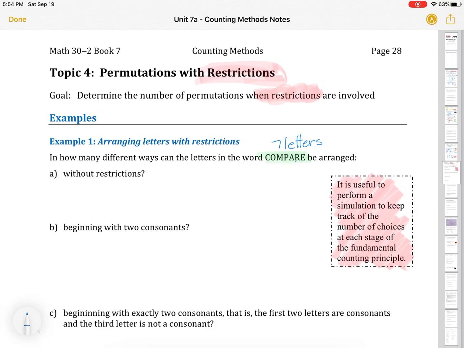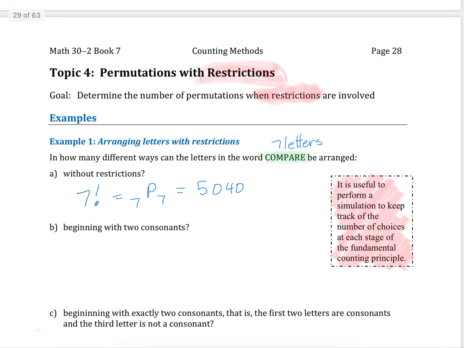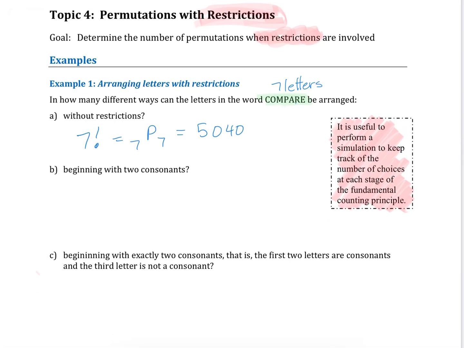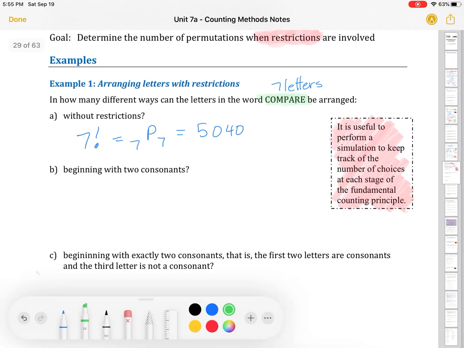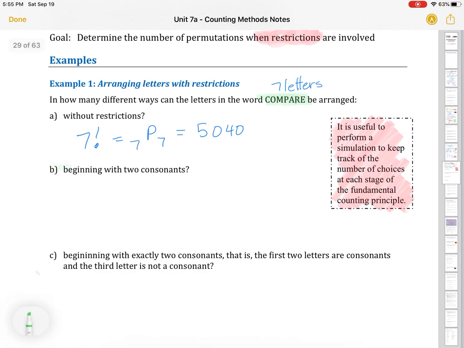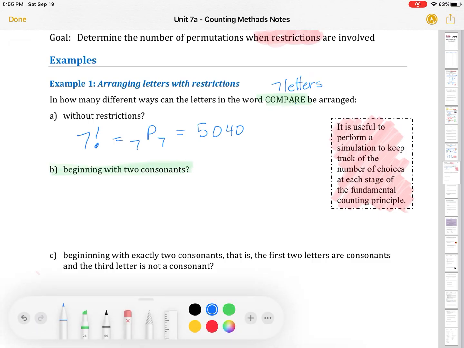7 letters. If we're going to arrange them without restrictions, it can be any of the 7 letters. Basically, it's just going to be 7 factorial, because it'll be 7 times 6 times 5 times 4 times 3 times 2 times 1, which we also can write as 7 picks 7. Whether you use the factorial on your calculator or your permutation, you should get the same answer, 5,040. Now, if we start to put in restrictions, it's going to change our results. Restrictions are automatically going to lower the results.